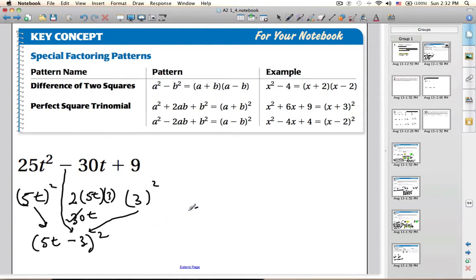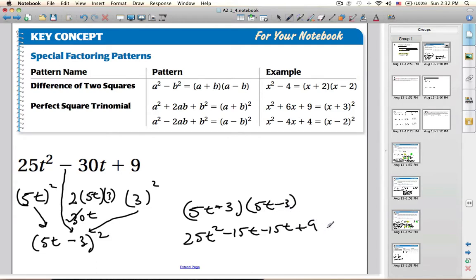If I want to double check my work again to make sure I did it right, 5t minus 3 times 5t minus 3. 5t times 5t is 25t squared. 5t times minus 3 is minus 15t. Minus 3 times 5t is minus 15t. And minus 3 times minus 3 is plus 9. When I combine like terms, 25t squared minus 30t plus 9. Do I have the same equation? Yes, I do. That checked out. So this is my answer.